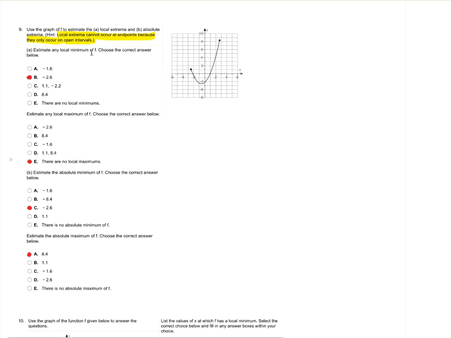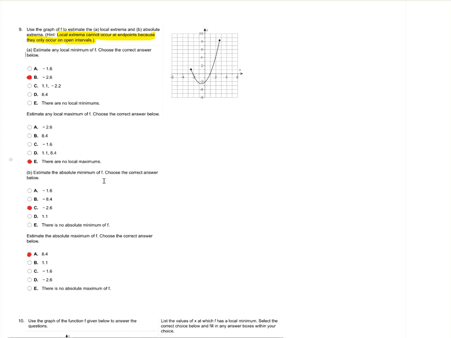Estimate any local min of f. So here, right down here, and we don't know that exact number, but we know it's between 2 and 3. So it makes sense it would be this -2.6. Local max, there is not a local max. There's a high point, but it is at an endpoint, so we can't use that. There'll be no local max.